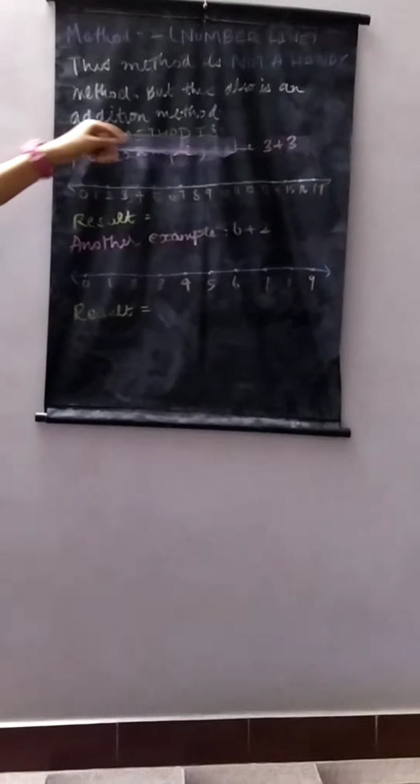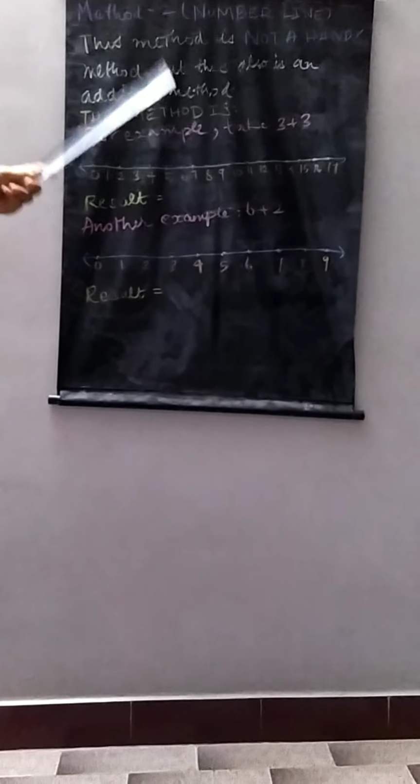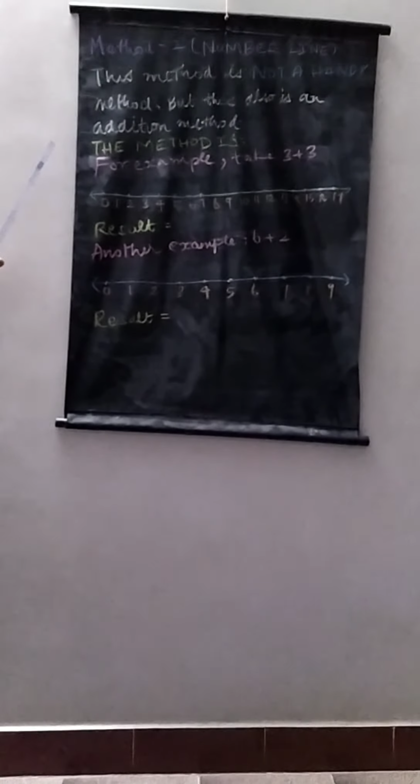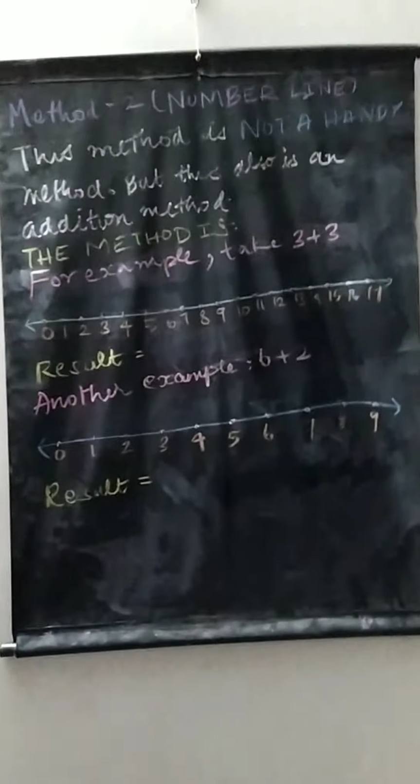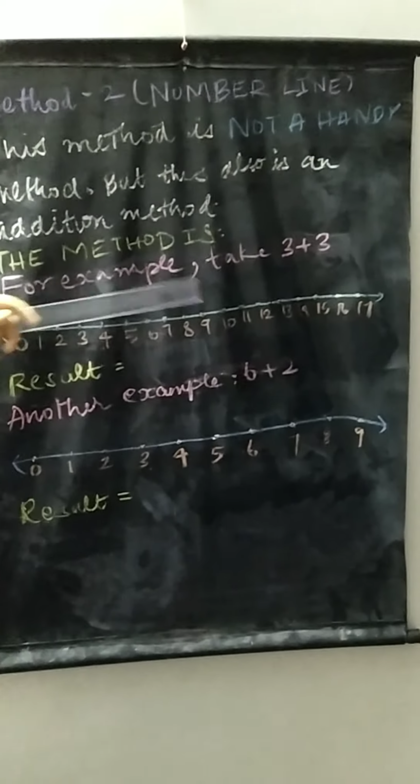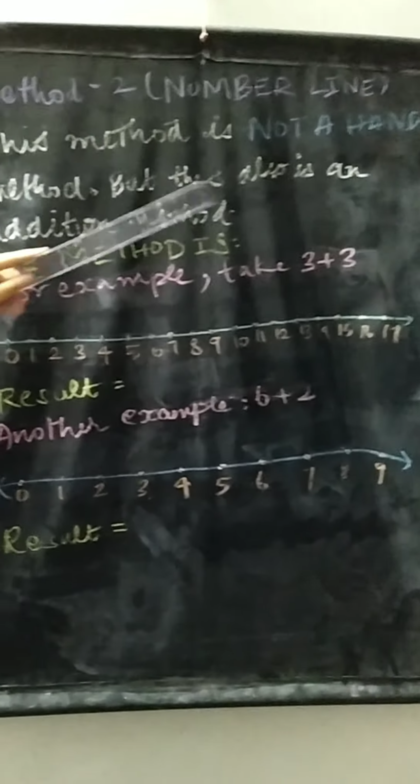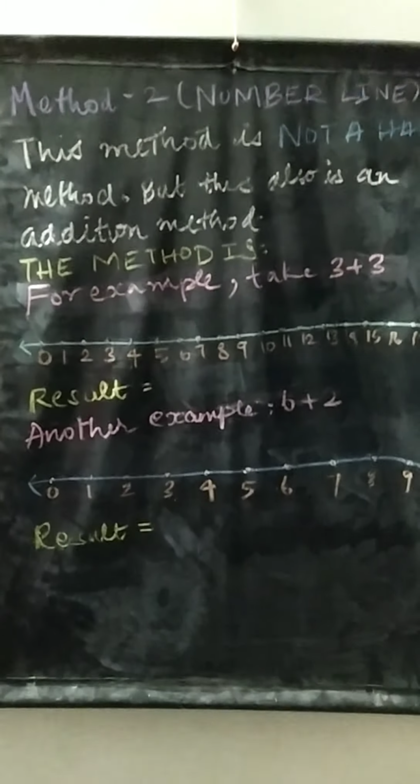I would say that this method is very handy, because each time you have to draw these lines and you have to start measuring the width between each. You have to write the numbers, etc. But this is an addition method too, and it'll be quite fun. It'll be like a game. So let's take an example. Take 3 plus 3. Okay, so you have 3 chocolates and someone gives you 3.